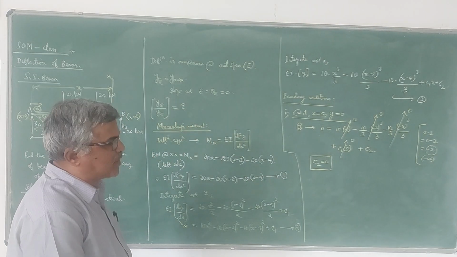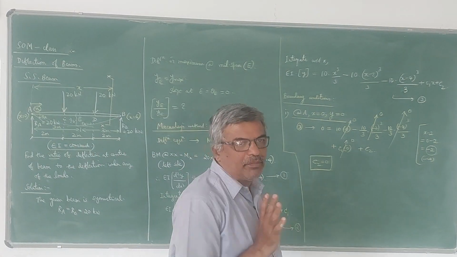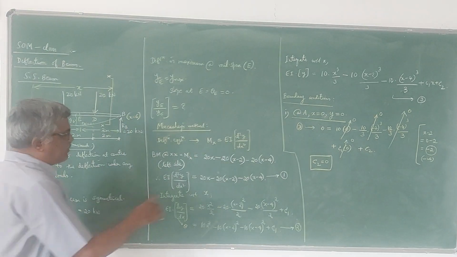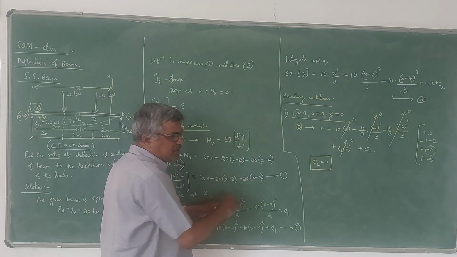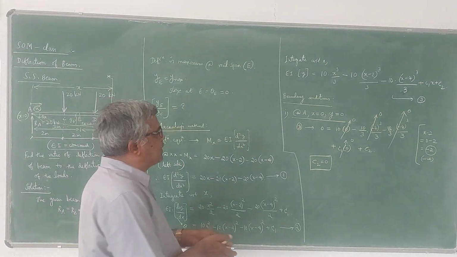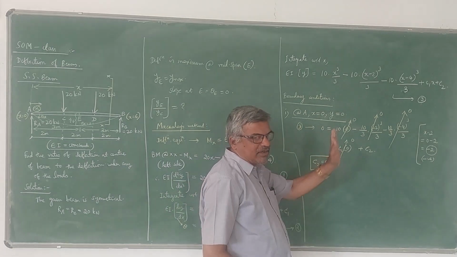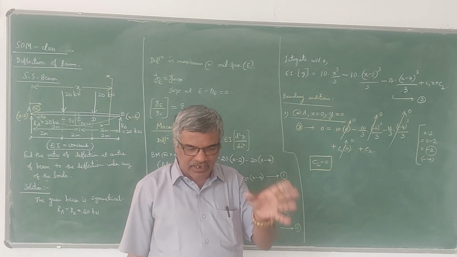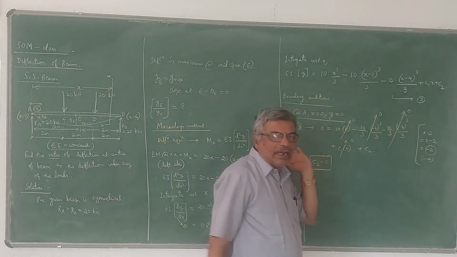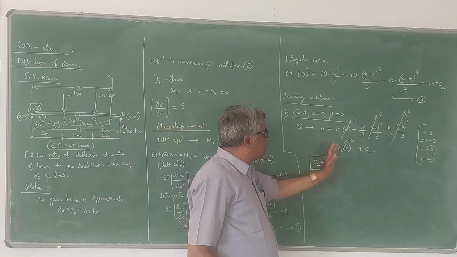So this step is very important. Two things you have to keep in mind in this method. First, whatever is in brackets, x minus 2, is treated as x and is integrated. Second, after substituting the value of x in either the slope or deflection equation, if that term becomes negative, that term is neglected. So here C2 is equal to 0.